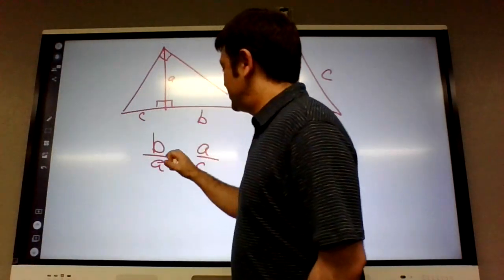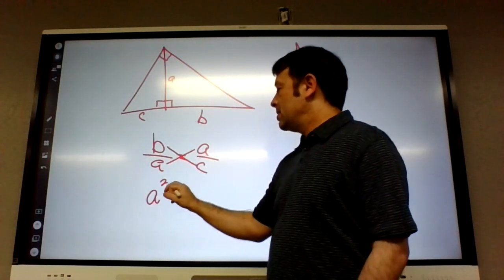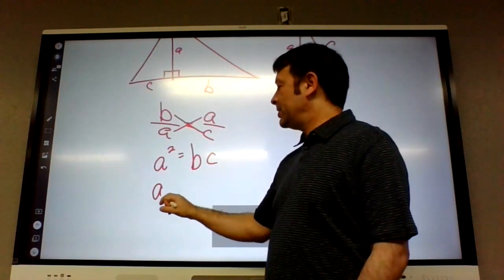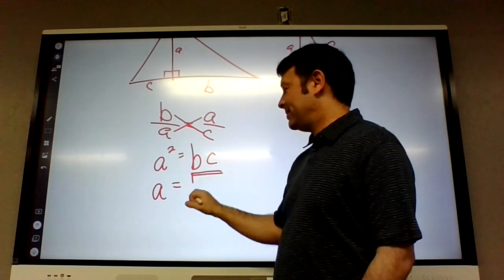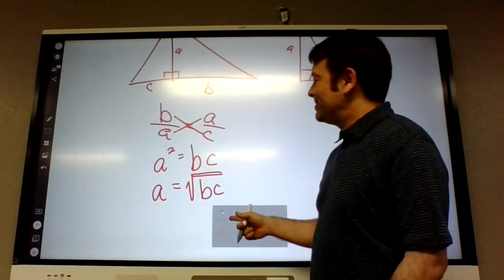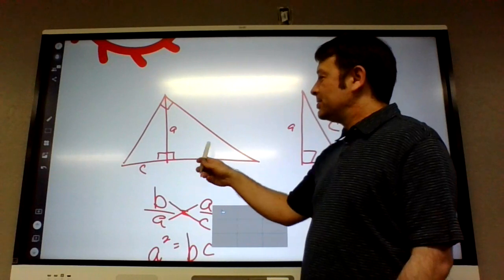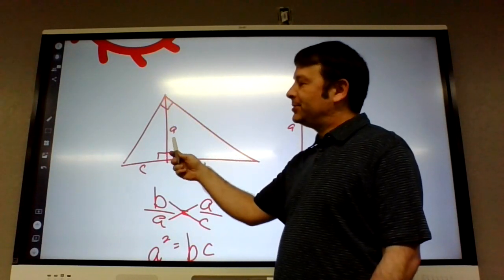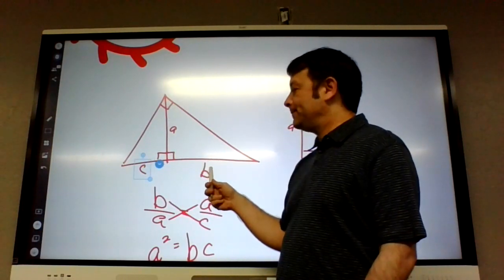Now if I try and solve this, something interesting happens. A times A equals B times C, which means the length of A is, remember how to solve this? Square root of BC. So what that tells us is that A, the altitude, is going to be this times this, and then you square root that.